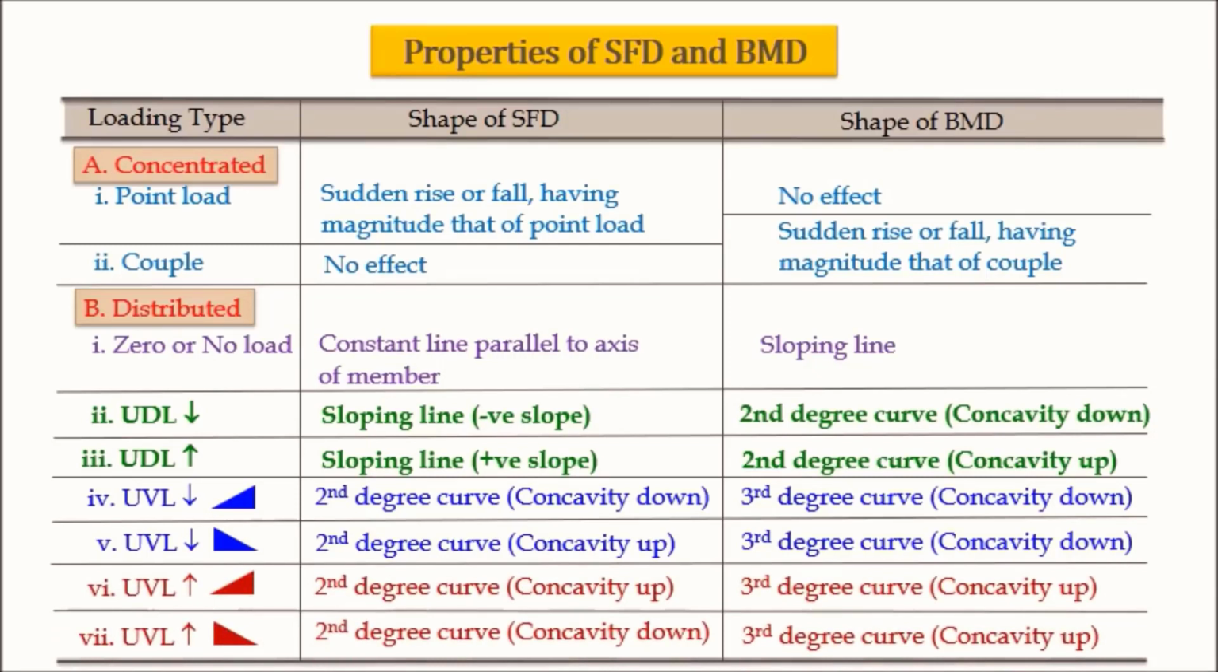One more point we have to recall: there are 2 points we have to take care of. One is the point of zero shear, and whenever there is a point of zero shear, the bending moment has a peak value, because we have the relation dM/dx equals V, and when V becomes 0, this function, that is bending moment, has a peak value. And second, we learned the point of contraflexure. Whenever bending moment is 0 and changes its sign from sagging to hogging or vice versa, that point is called the point of contraflexure.